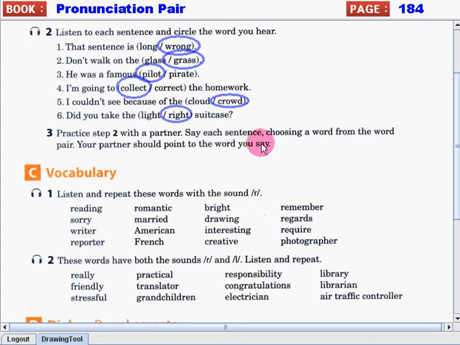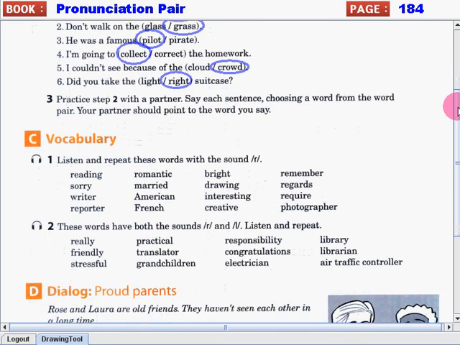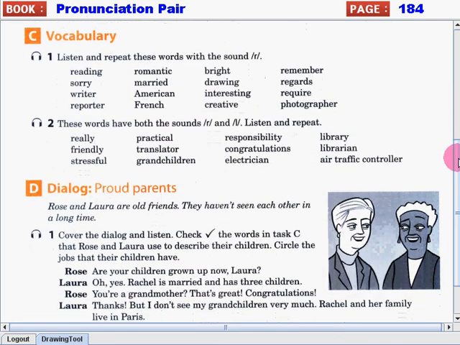Okay, that will be all for today. Join me again in the next video as we continue our lesson about R sound, and we will talk about vocabulary and our dialogues.